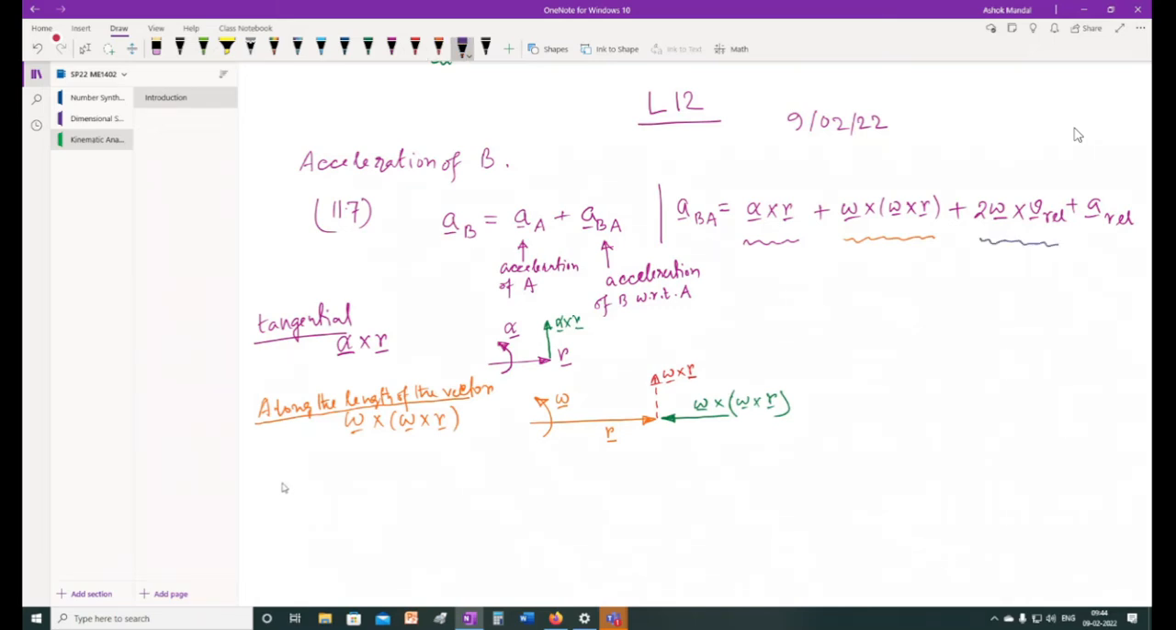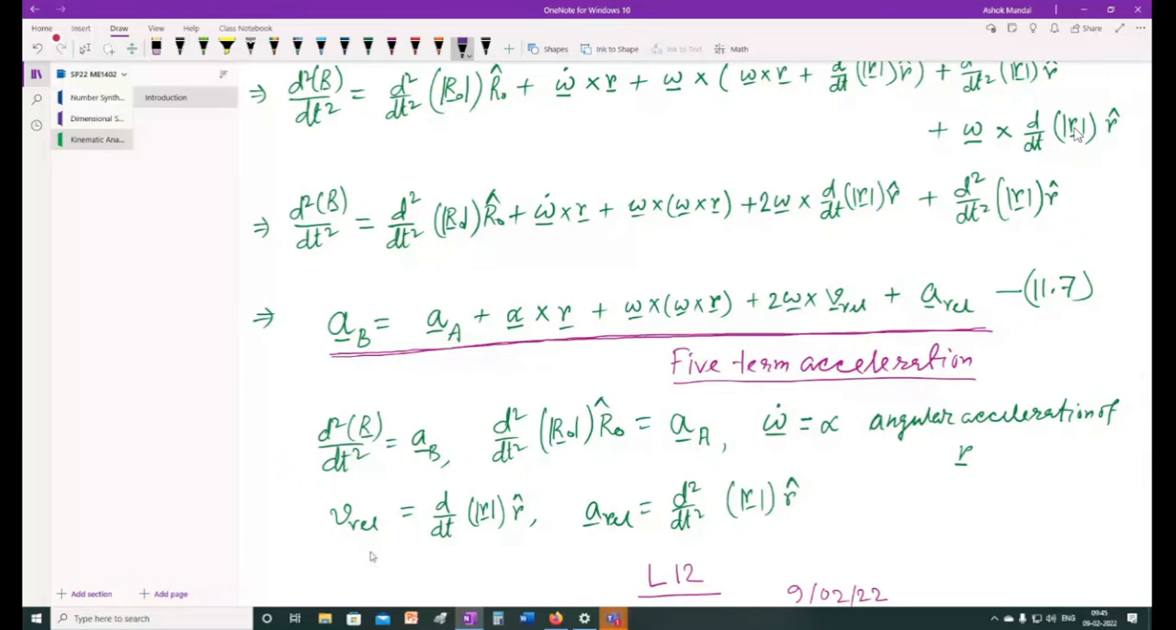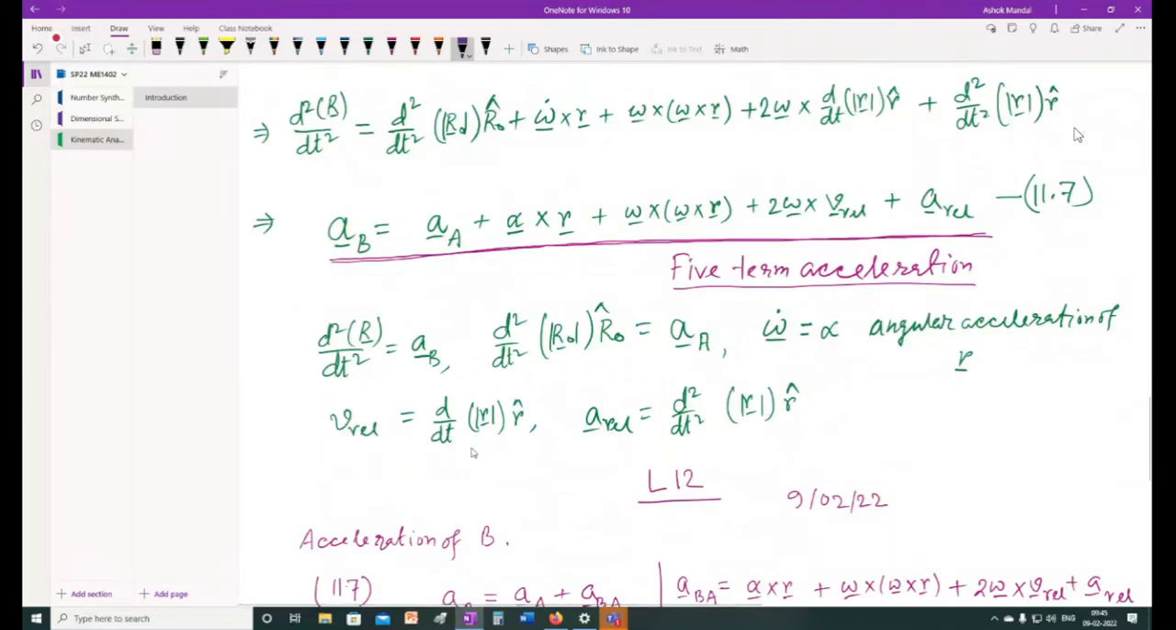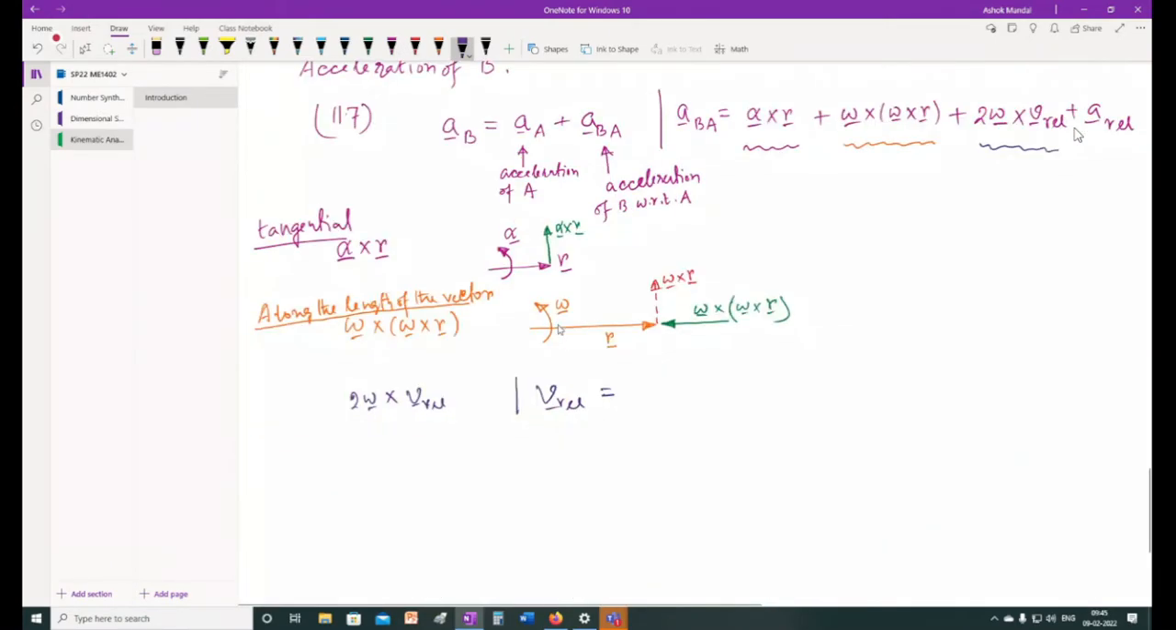Now, after discussing this, let us discuss the next component. What is this component? Twice omega cross v relative. First, let us understand what is v relative. To understand that, we must first go to the definition of v relative. This is the definition of v relative: d by dt, the derivative of the magnitude, in the direction of r.